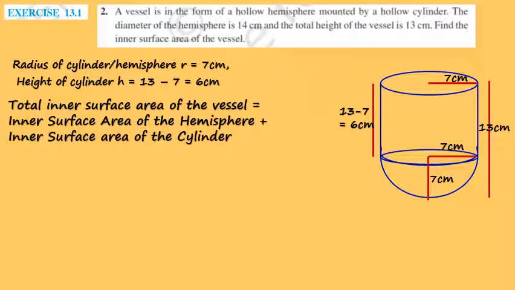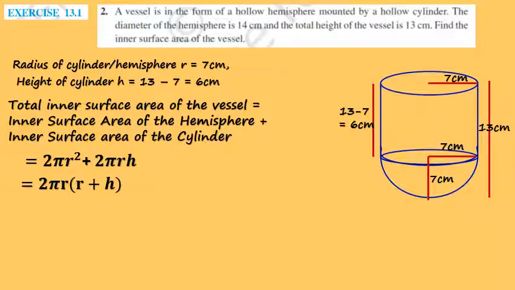Now the total inner surface area of the vessel, that is what we have to find, is equal to the inner surface area of the hemisphere plus the inner surface area of the cylinder. So let us apply the formula here. It is 2πr² + 2πrh. Both have the same radius, so π of course is the same value. So the 2πr we can take out, which is common, so the simplification will be a little easier. So 2πr(r + h).